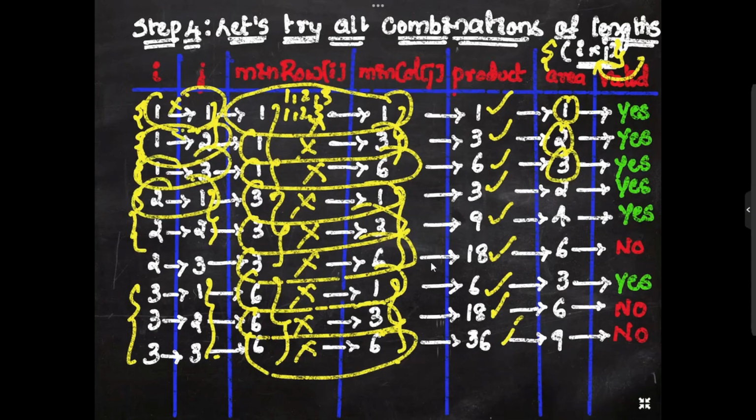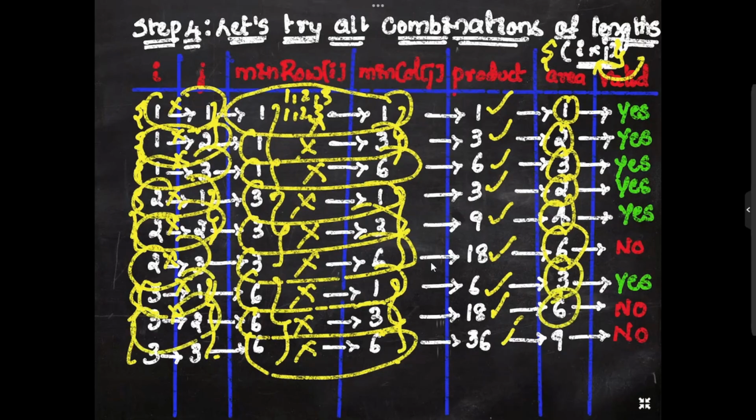We are multiplying I into J, nothing but rows into columns here. 2 into 1 would be 2. 2 into 2 is nothing but 4. Next one, 2 into 3 is nothing but 6 here. Next one, 3 into 1 is nothing but 3. 3 into 2 is nothing but 6. The final one is 3 into 3, which is nothing but 9. We are going to calculate the area.